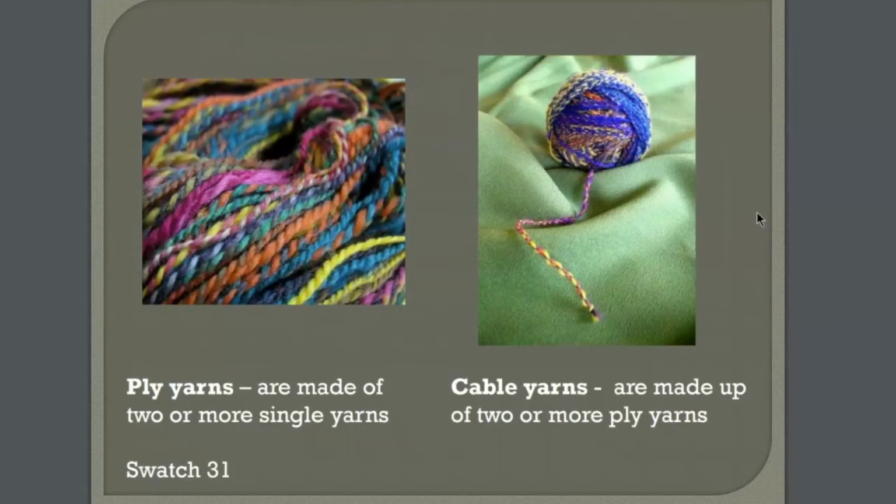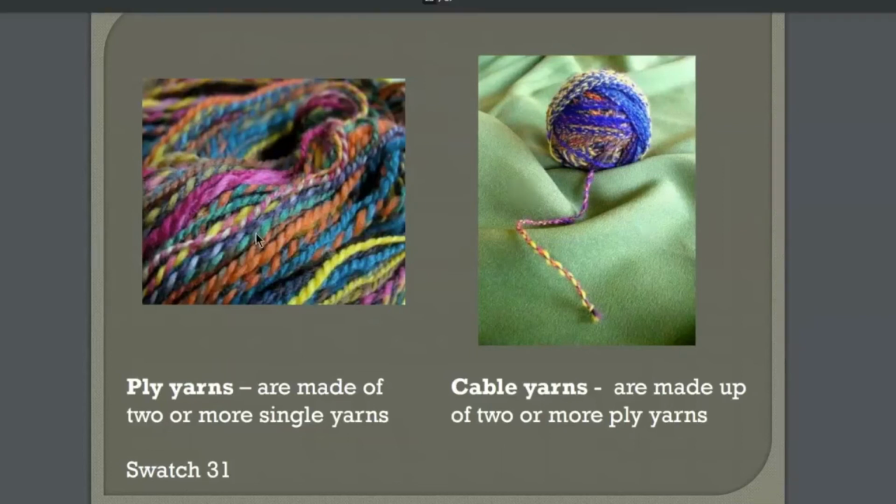I was able to pull out the black yarns that are very fuzzy. So those are the weft yarns or the fill yarns. And I was able to just quickly pull them apart into 2 yarns. Cable yarns are made up of 2 or more ply yarns. So that would mean that if we had 2 of these black yarns together and then they were plied together, that would be a cable yarn.